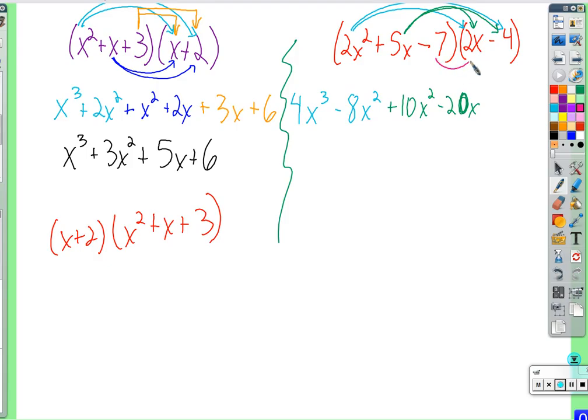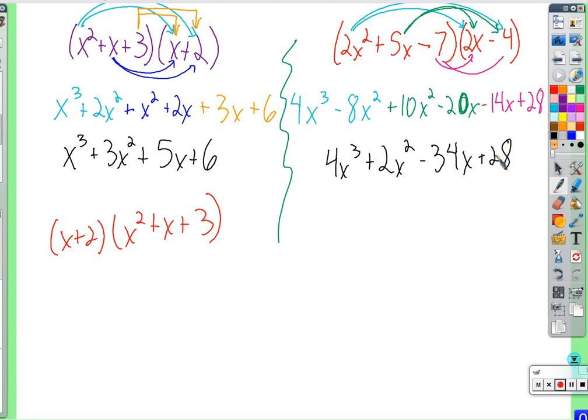Good. Negative 7 times 2 is negative 14 times an x. And we just have a number times another number, so we should get a number. Negative 7 times negative 4 is positive 28. Put it all together. 4x cubed, okay, plus 2x squared minus 34x plus 28. Okay?